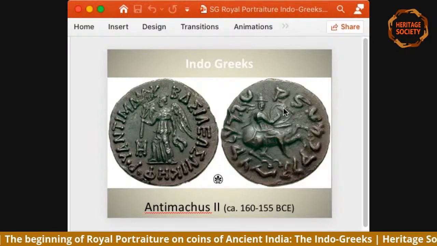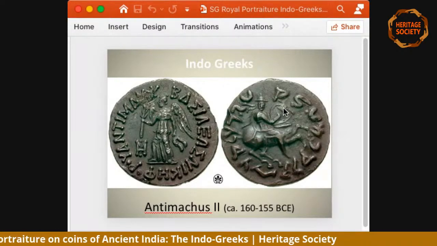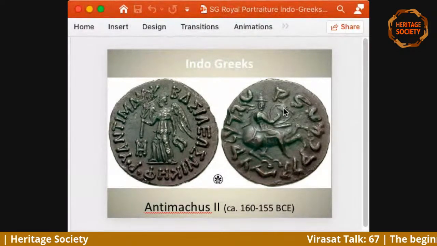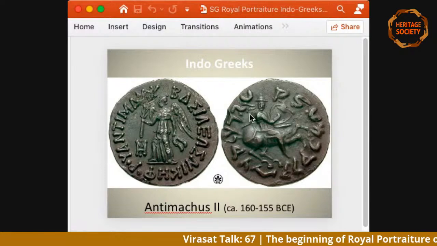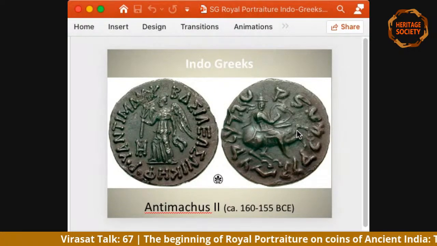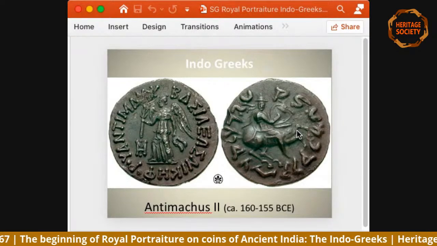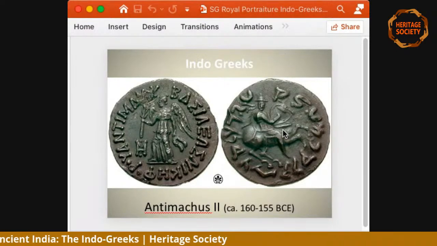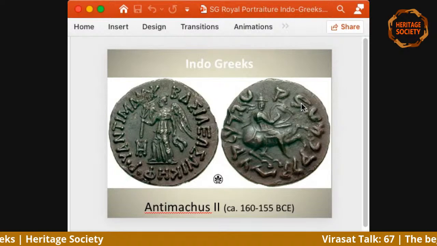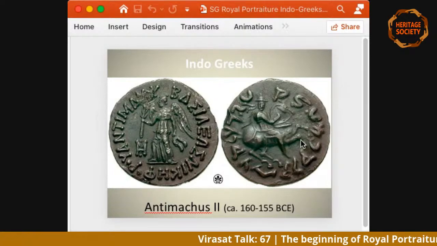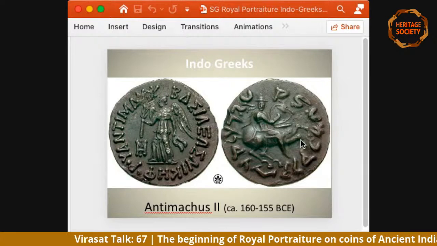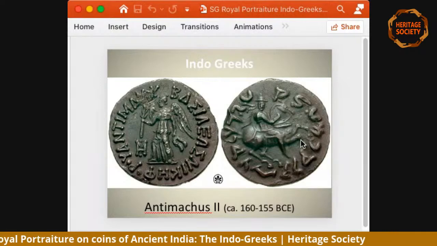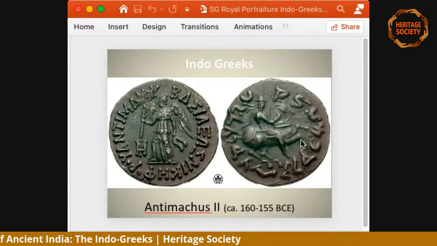And on the reverse, it's a horseman on a galloping horse. He could be the king himself wearing a helmet, or we do not know what this horseman depicts, but the suggestion is that the king, instead of showing his bust and a close-up of his head, chose to show himself in action with a Kharoshthi legend, which reads Maharajasa Jayadharasa Antimakasa. So Antimachus was the first Indo-Greek king on whose coins we find these Indian elements in their full glory.